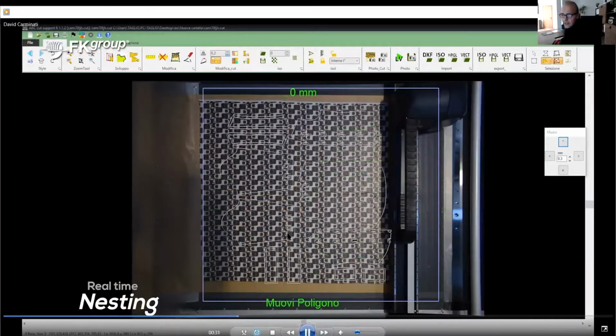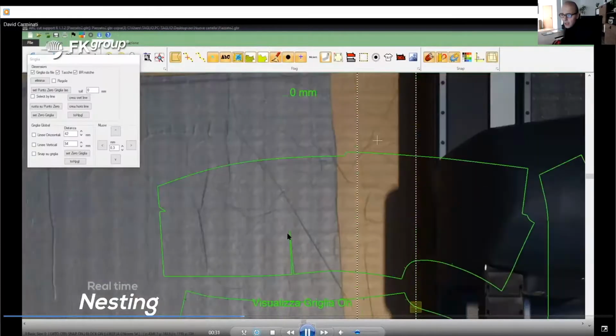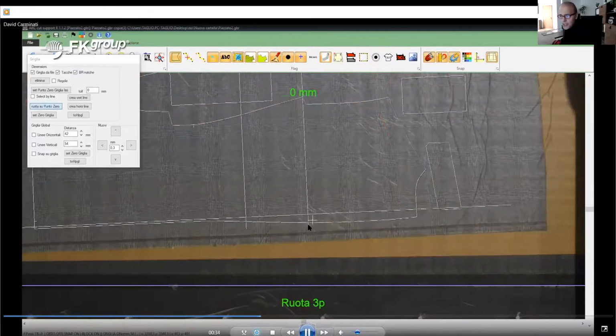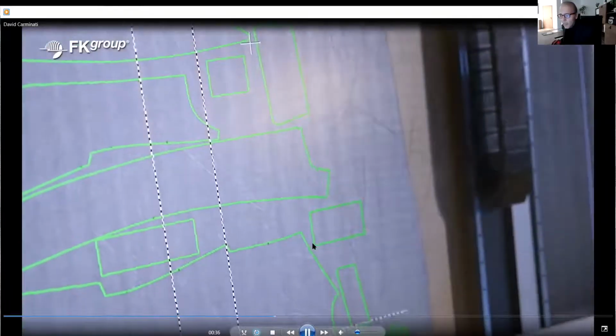look what he's doing. He's intending, look at the check and the stripe. He's moving. He's moving.